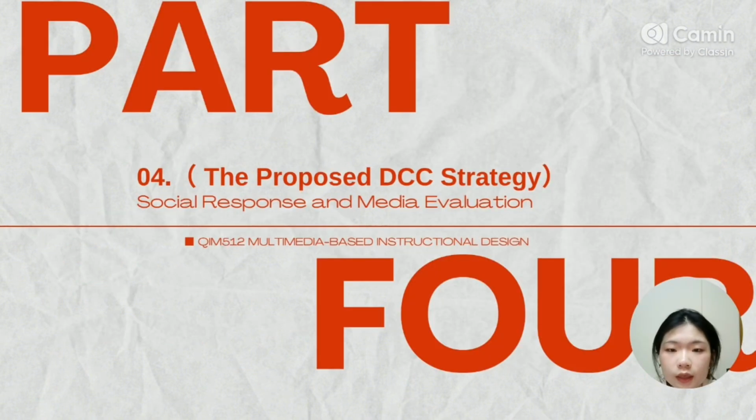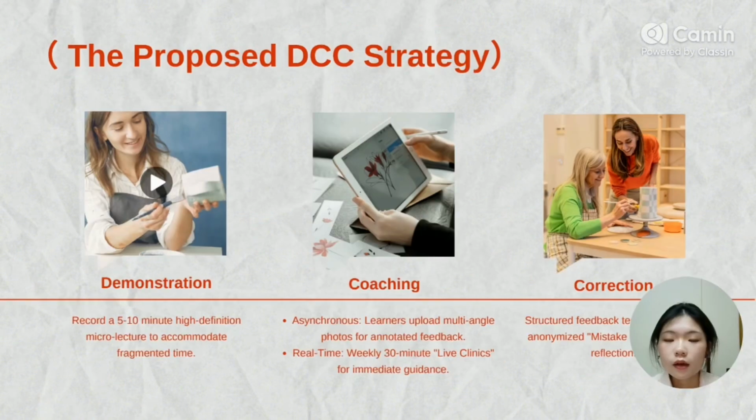These findings directly lead us to our solution. Part 4. A flexible, practice-heavy DCC strategy. Our DCC model solves the time versus practice conflict through three stages. First one, demonstration. We provide 5 to 10 minute micro lectures that fit into fragmented schedules. Number 2, coaching. We offer asynchronous photo feedback and weekly 30-minute live clinics for immediate guidance. Number 3, correction. We use a mistake bank where common errors are anonymized for class reflection.